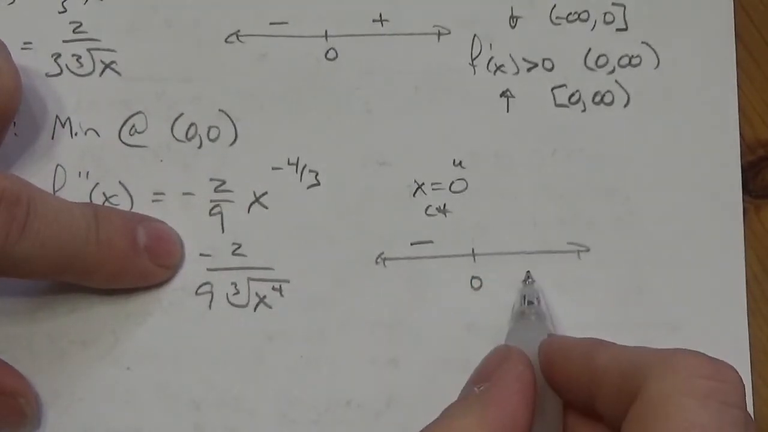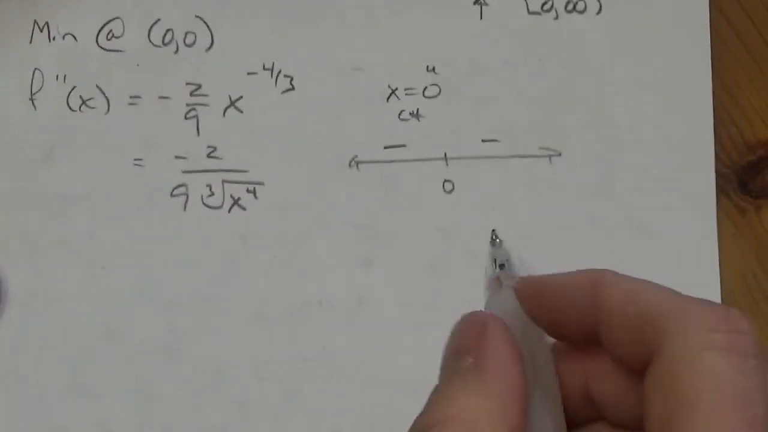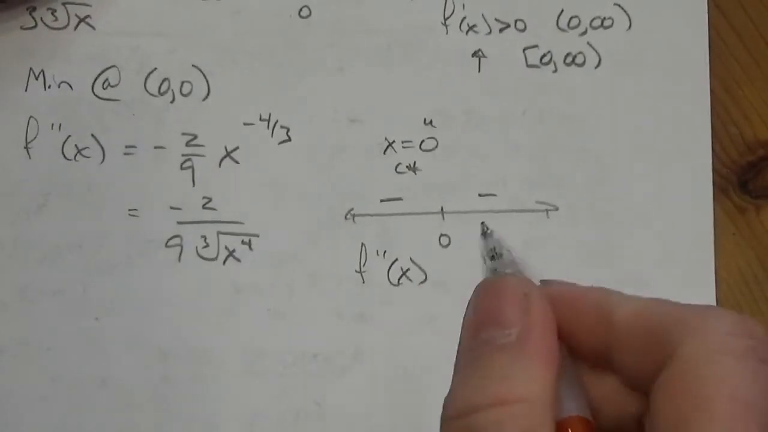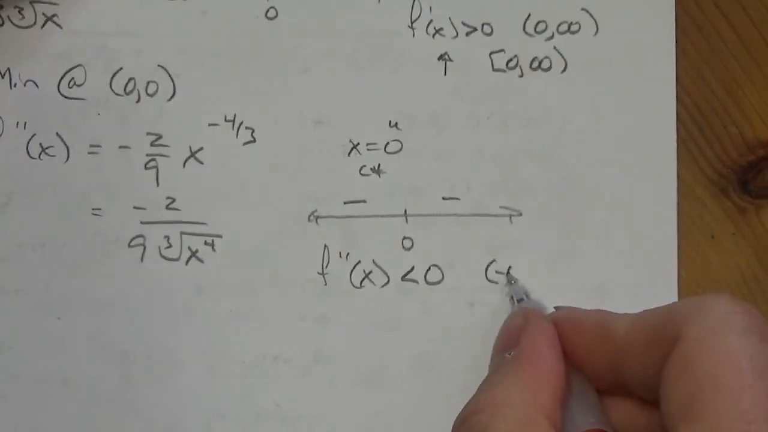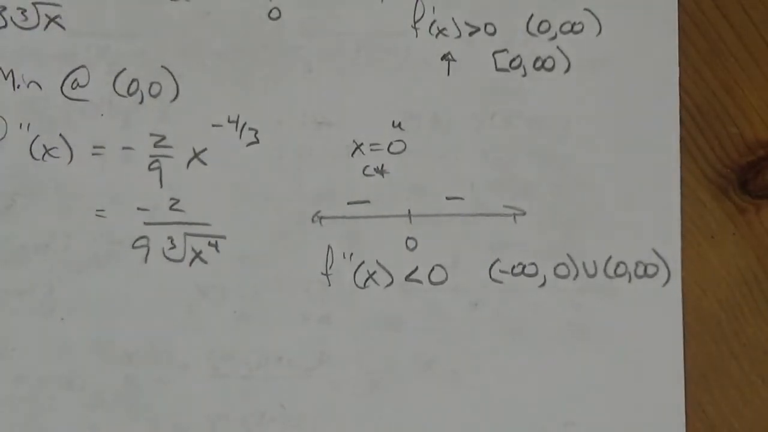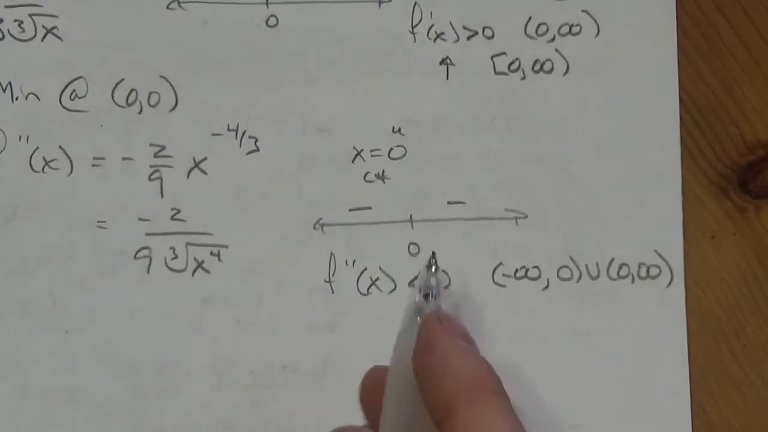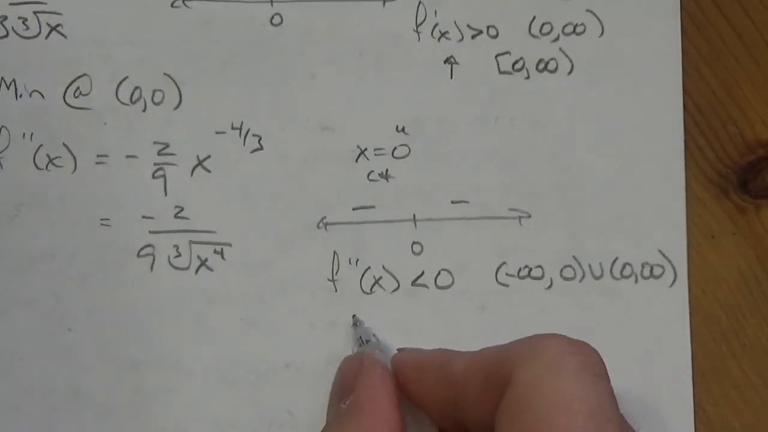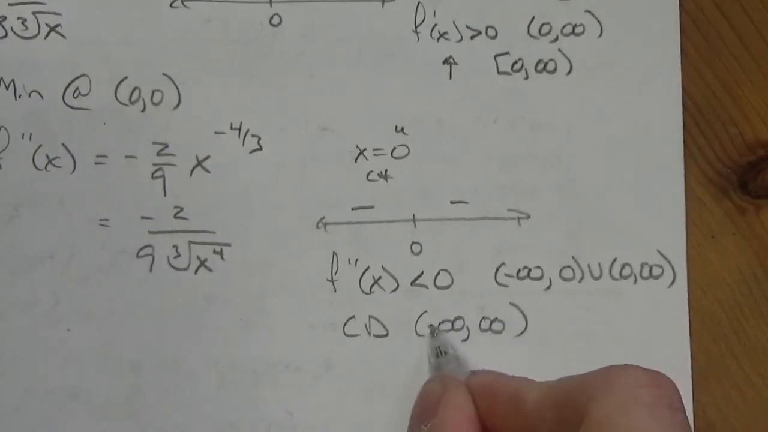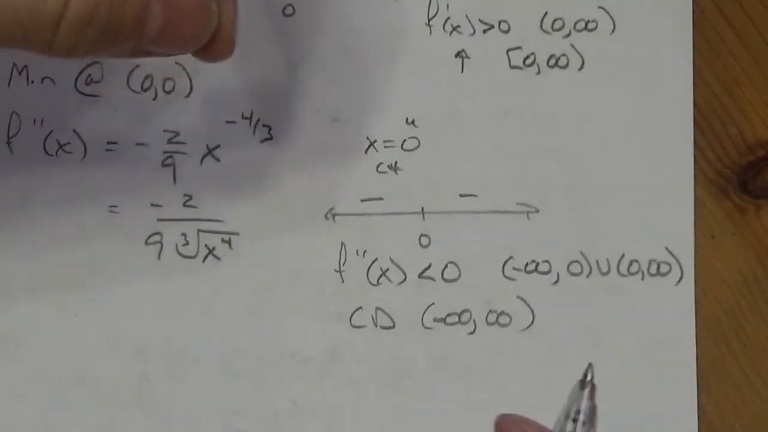If you pick a positive number and take it to the fourth power, it becomes positive. And again, that negative there is going to make it negative. So what's happening here is, now watch this, the second derivative is going to be negative, less than 0, from negative infinity up to 0, and 0 out to infinity. It's negative basically everywhere except at 0 where it's undefined. But that means that this thing is going to be concave down on the interval from negative infinity out to infinity.